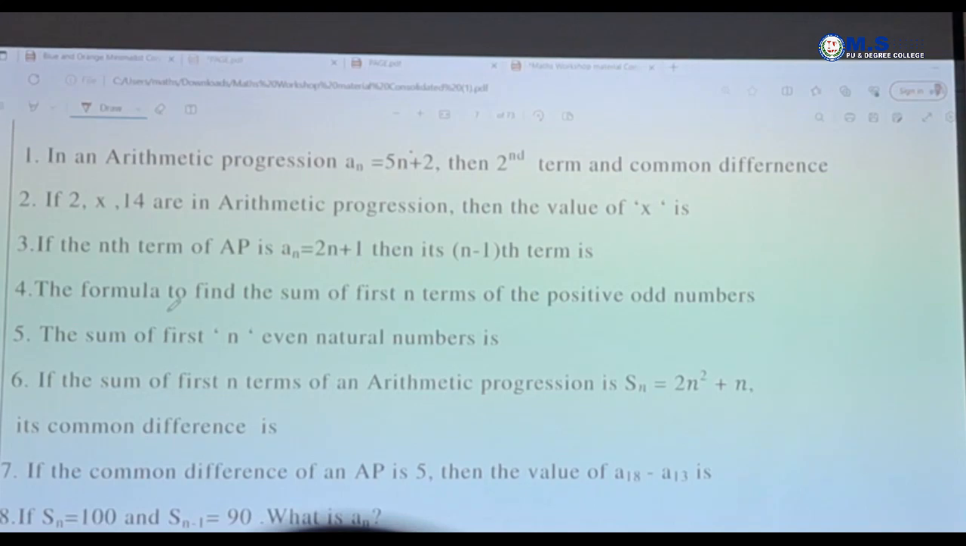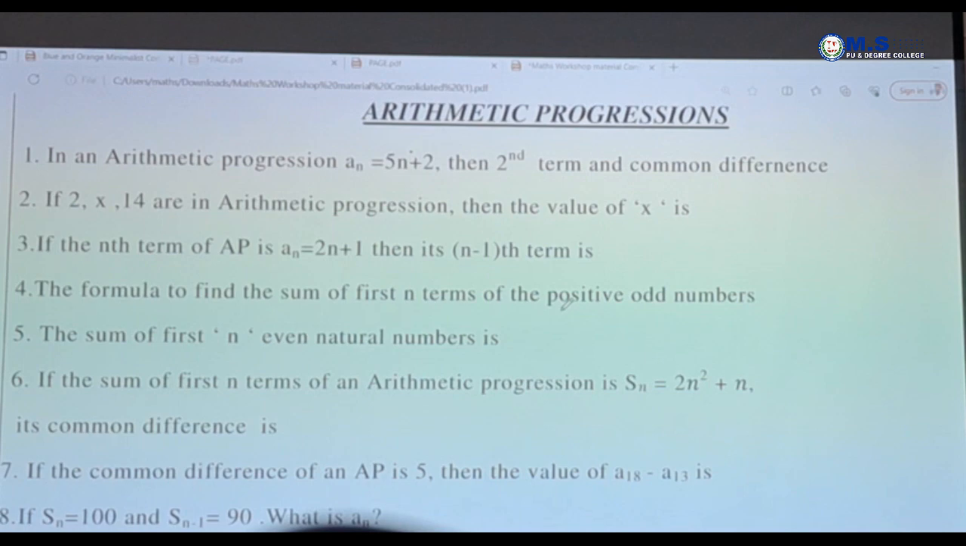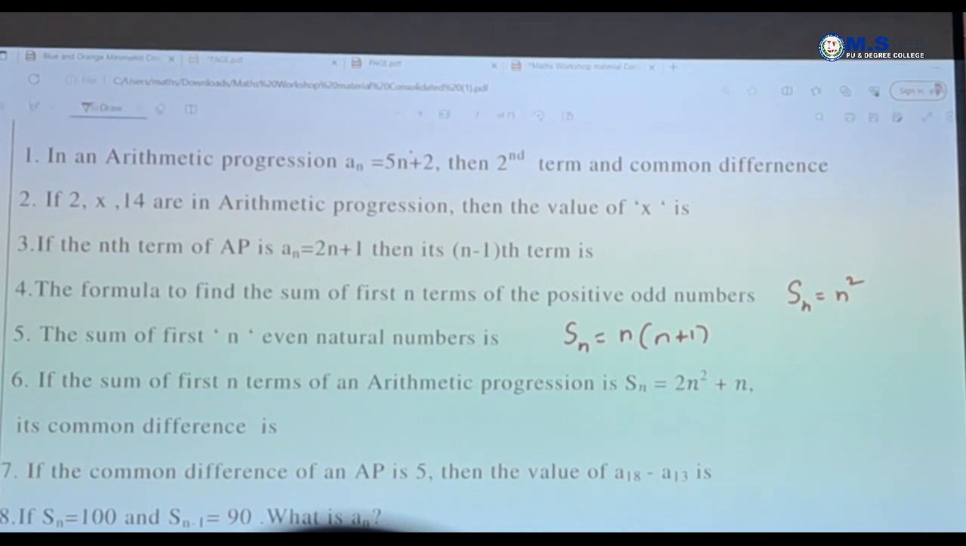Next, the formula to find the sum of n terms of positive odd numbers. It is Sn equals n square. The sum of n odd numbers is n square. What is the sum of even natural numbers? Sn equals what? n into n plus 1. What is the sum of n odd numbers? It is n square. What is the sum of n even numbers? It is n into n plus 1.